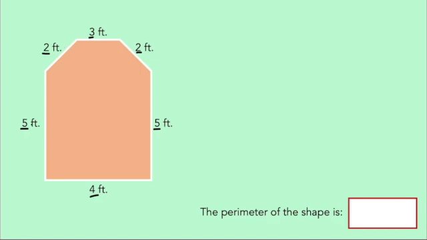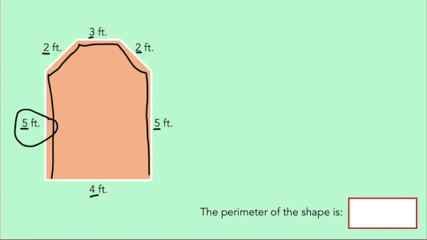So let's say I wanted to start here with this 5-foot side. I would say, okay, 5 feet plus 2 feet is 7. 7 plus 3 is 10. 10 plus 2 is 12. 12 plus 5 is 17. And 17 plus 4 is 21.